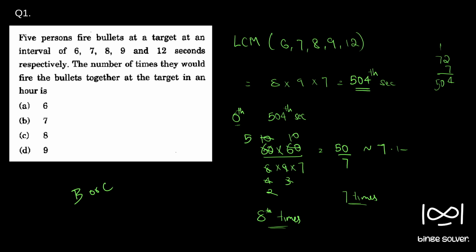For people who don't understand how this LCM becomes the common time at which they fire the bullets, I will try to explain that concept. For people who are familiar with this, just skip to the next question. So, it is given that the first person fires the bullet first at the 0th second, then at the 6th second, 12th second, with an interval of 6, right? 18. It goes like this. The second person fires at 0, 7, 14. It goes like that.